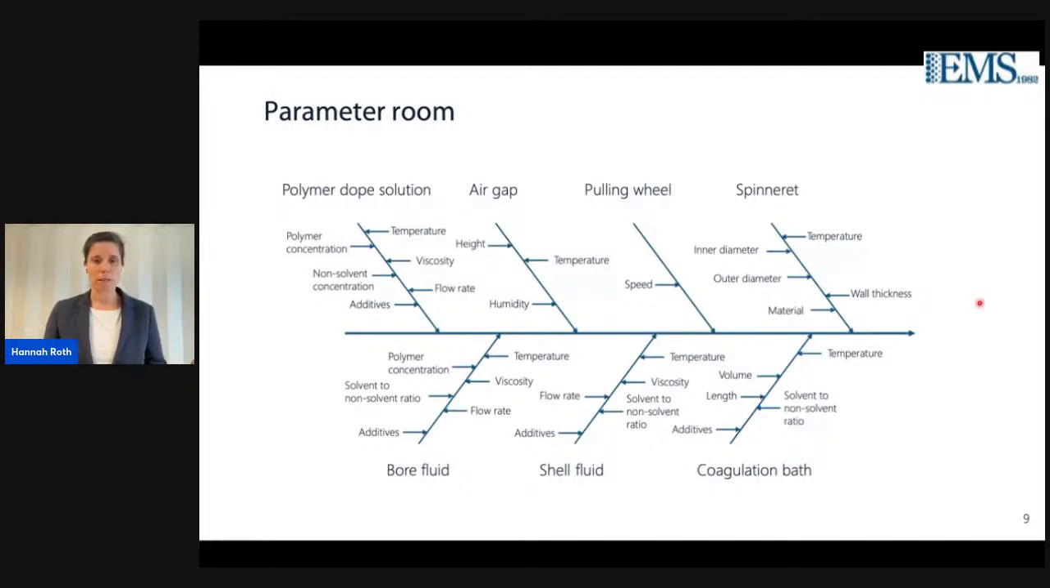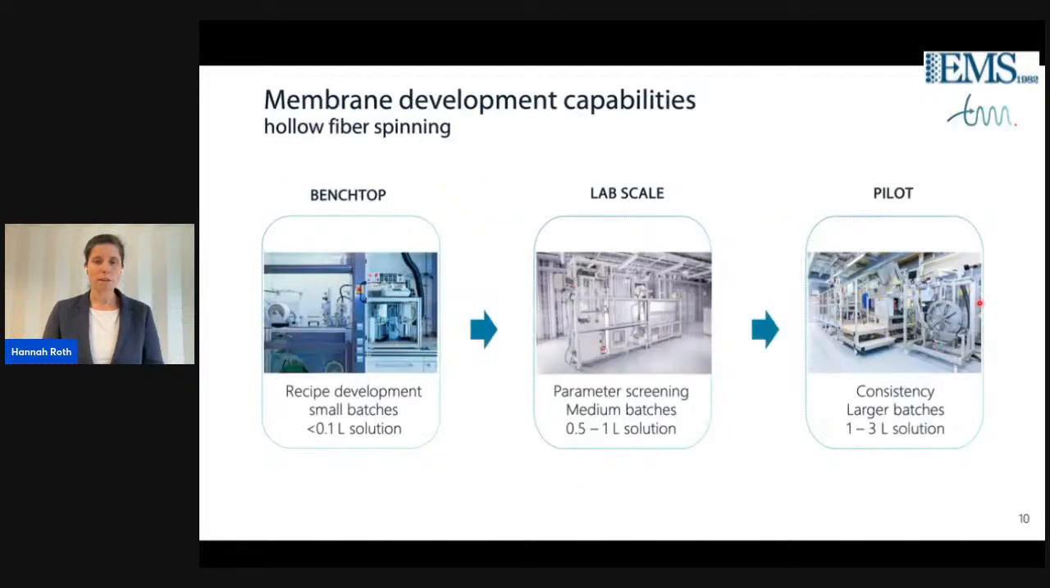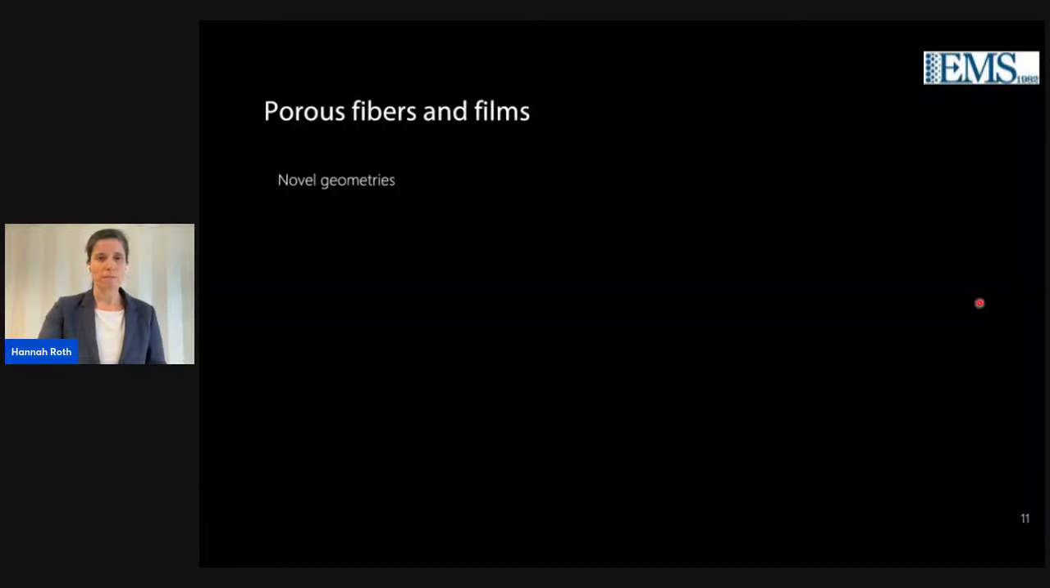And here in Twente, we have the ideal situation that we have one very small spinning line, a bench top line, and we can then scale up to lab scale and to a pilot line to really start with small recipes to test, to do initial testing, but then we can also scale up to go to relevant sizes of modules in the end.